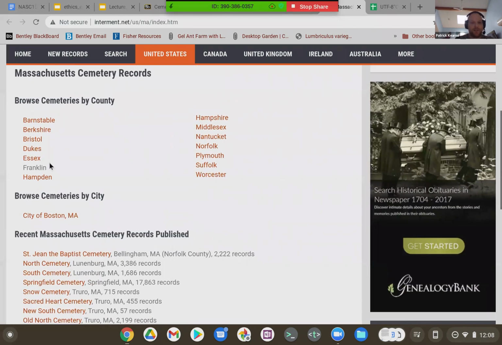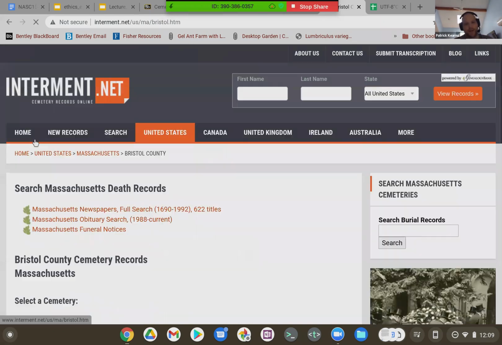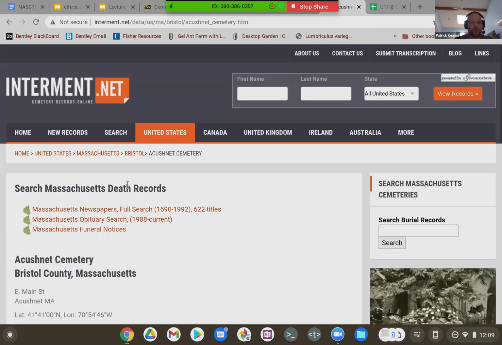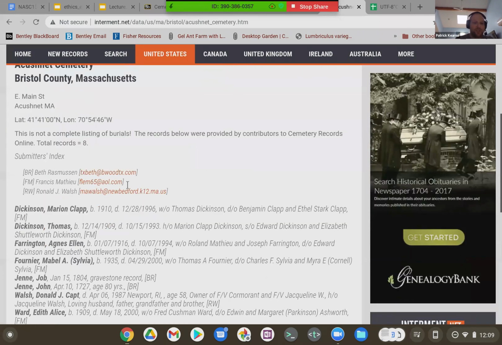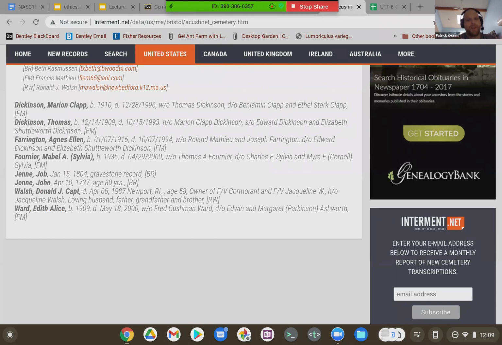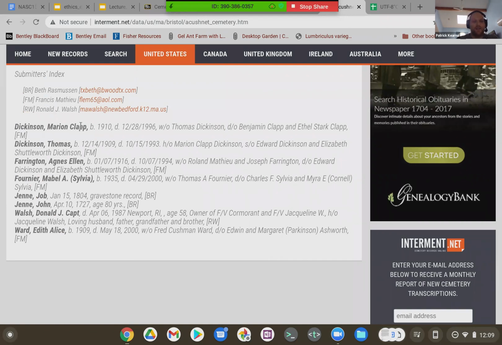Well, let's say I'm going to look first at Bristol County. That's where I live right now. These are all the cemeteries that are on record in Bristol County. So I'll click on the first one and see what we get. It gives me some information about the cemetery, its GPS coordinates, blah, blah, blah. As you scroll down, there may or may not be records. For instance, there are records here. This person, Marion Clapp Dixon, was born 1910, died 1996. Perfect. That's a piece of information that I need.